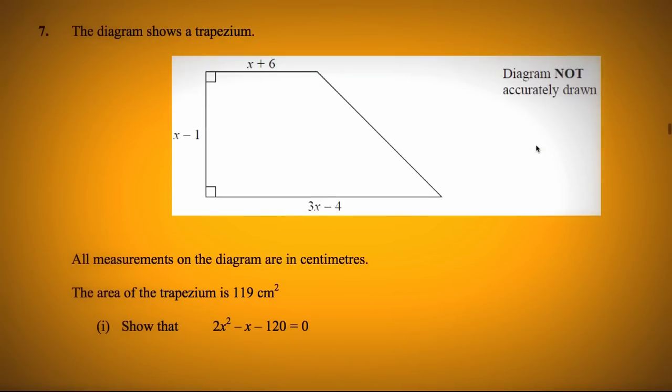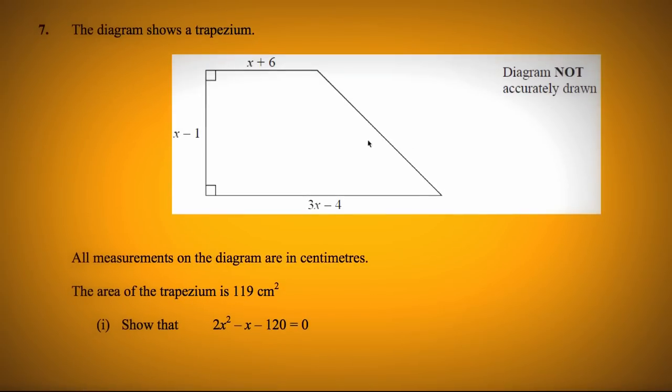Question 7. The diagram shows a trapezium, x plus 6, 3x minus 4 and x minus 1. All measurements on the diagram are in centimetres and the area of the trapezium is 119 centimetres squared. Show that 2x squared minus x minus 120 equals 0. So for this, there's obviously some relationship between area and these measurements given here.